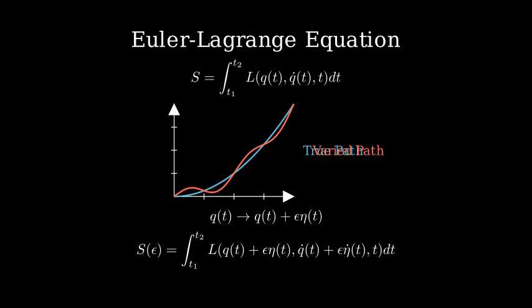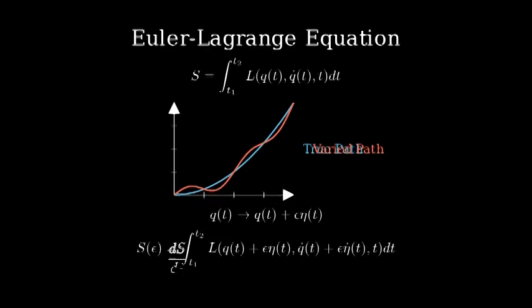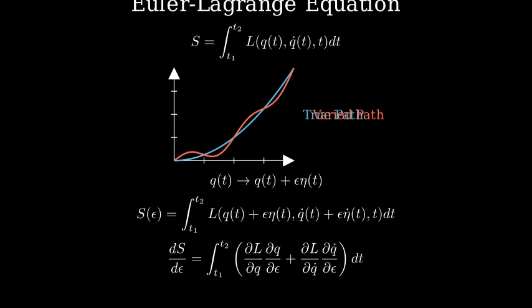The action along the varied path is S of epsilon equals the integral between t1 and t2 of L of q(t) plus epsilon eta(t), q dot(t) plus epsilon eta dot(t), and t dt. To find the minimum action, the action must be stationary. The first derivative of the action with respect to epsilon must equal 0. When epsilon equals 0, we can calculate dS/d epsilon.